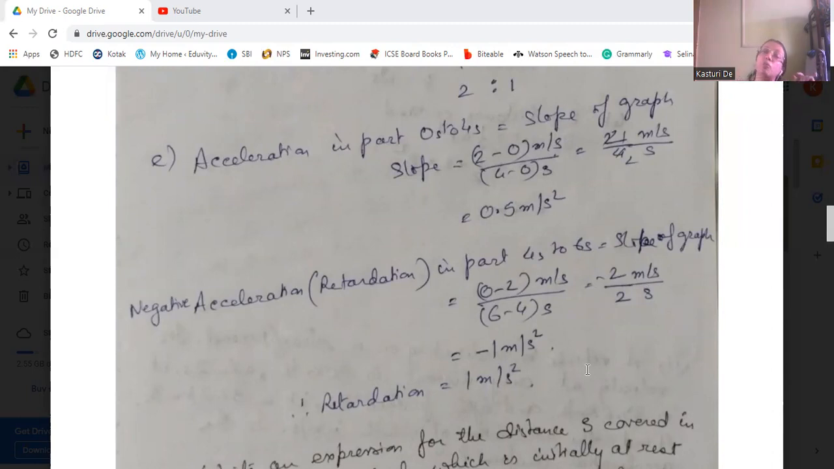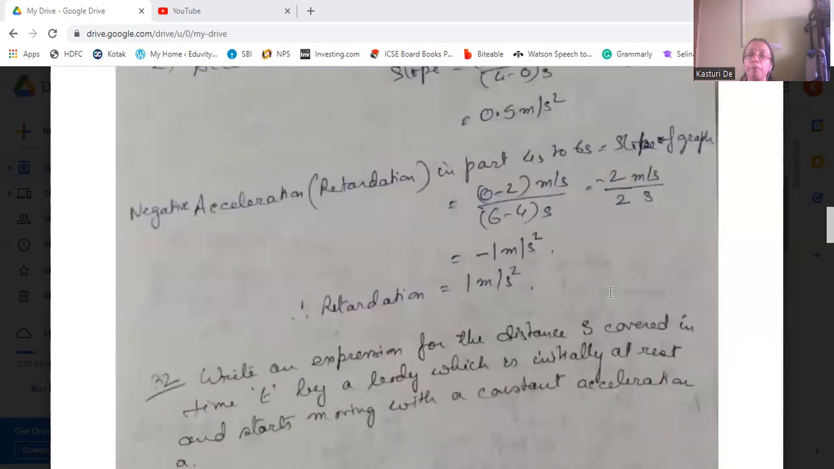Then it will be 0 minus 2 meter per second over 6 minus 4 seconds. So that will be equal to minus 2 meter per second by 2 seconds. So that will be minus 1 meter per second, or retardation you can say 1 meter per second. Or if you write acceleration, then acceleration is equal to minus 1 meter per second square.